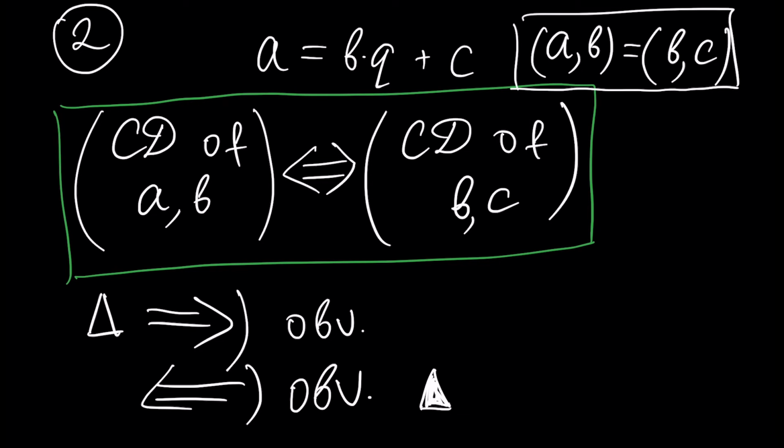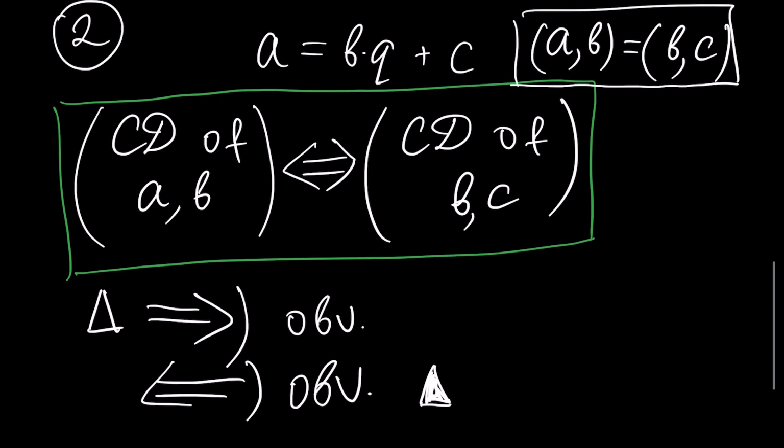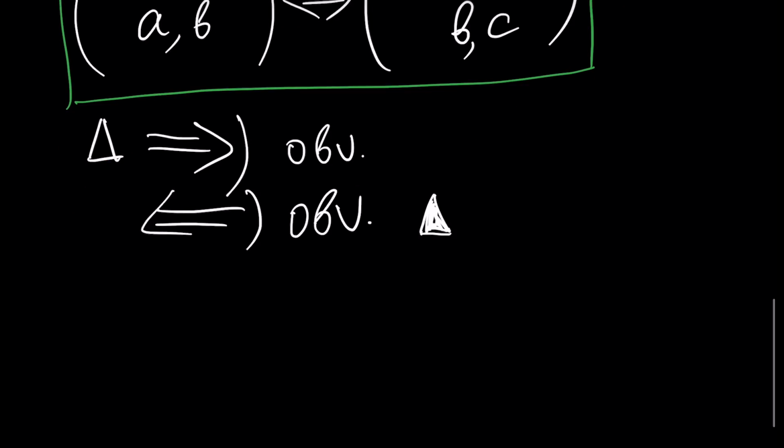This result, this theorem 2, is a very important result, because it will help us to introduce an algorithm called the Euclidean algorithm, how to find the greatest common divisor of two numbers. This is a quite ancient algorithm, and to describe it, the Euclidean algorithm.